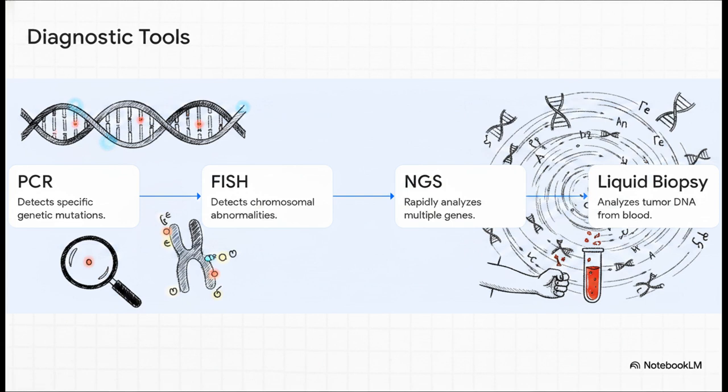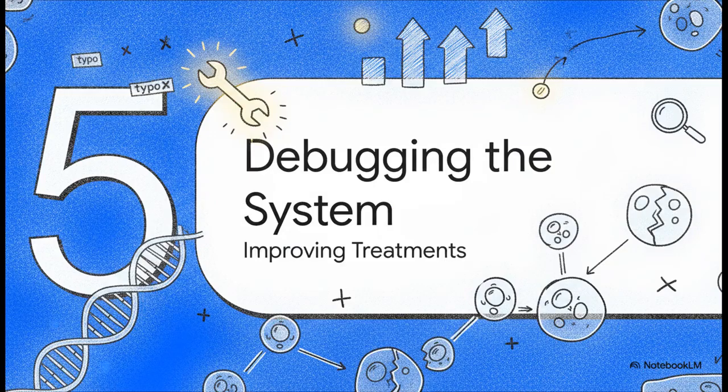And the absolute cutting edge right now? Liquid biopsies. We can actually detect and monitor circulating tumor DNA simply by drawing a standard blood sample. It's pretty mind-blowing. And finally, Section 5, debugging the system.